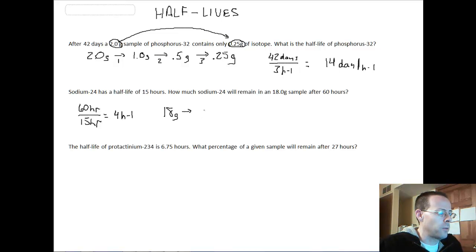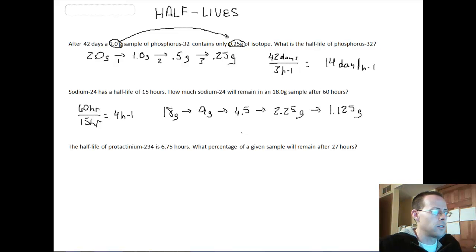So after one half-life, we're going to have 9 grams left. After another half-life, we're going to have 4.5 grams left. After another half-life, we're going to have 2.25 grams left. And then after one more half-life, we're going to have 1.125 grams left. So notice we have 1 half-life, 2 half-lives, 3 half-lives, and 4 half-lives, because if we go back to the beginning, 1 half-life is 15 hours, 60 hours pass, so we have 4 half-lives. So our final answer is we would have 1.125 grams left after 4 half-lives.